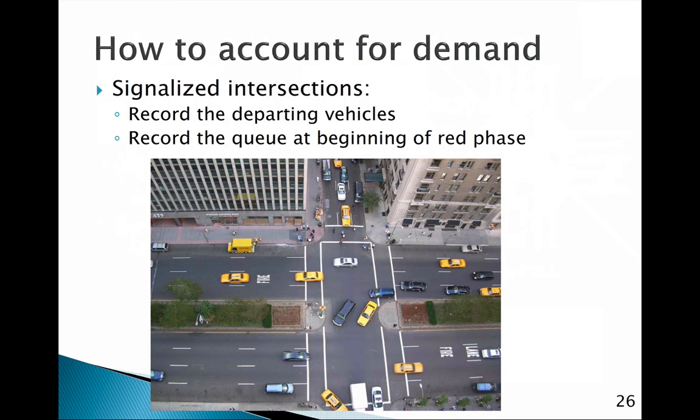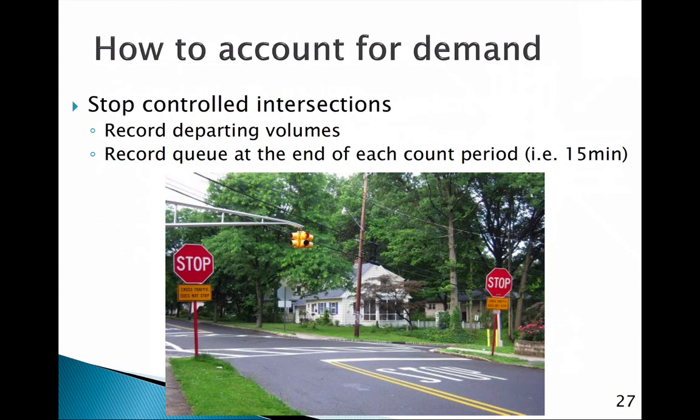So at a signalized intersection, we're going to record the departing cars. Then we're going to record the queue at the beginning of each red phase, as the signal runs through. Now, again, in reality, we very rarely do this. A lot of times the intersections are not over capacity, or we say, this is close enough. But in a technical sense, this is what we're expected to do. At stop controlled, it's very similar, but we don't have red phases. So instead, at the end of every 15 minutes, we measure the queue.